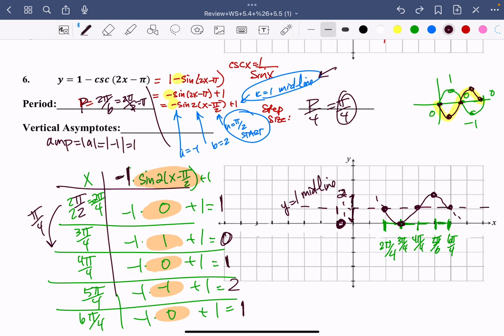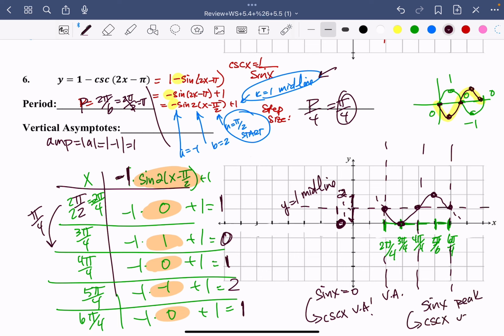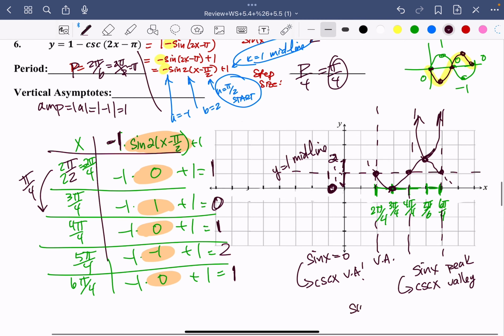So we know that where sine is 0, cosecant has a vertical asymptote. So we have a vertical asymptote here, here, and here. We also know that where sine has a peak, cosecant has a valley. So we have a valley here, and where sine has a valley, cosecant has a peak, and it looks just like that.